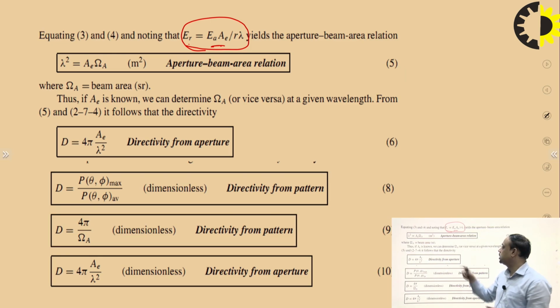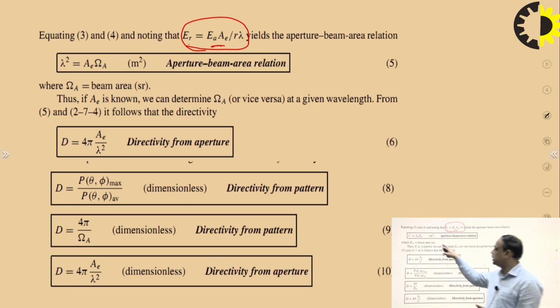So this is the aperture beam area relation, in which the effective aperture of the antenna and the beam area radiated by the same antenna are related by the wavelength over which it is operating by this formula: lambda square is equal to AE into ohm into A.